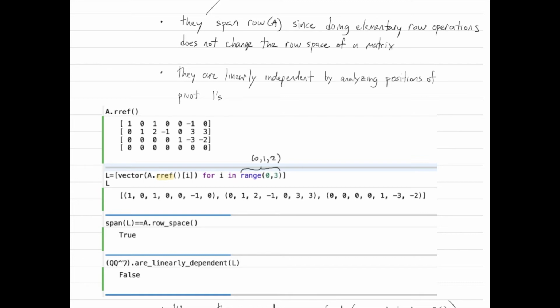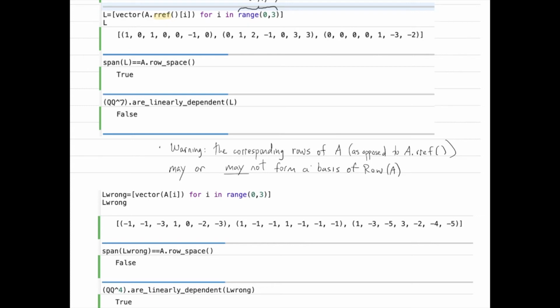So to summarize, the answer is the non-zero rows of the reduced row echelon form of A. Next, I want to highlight a common error: for the answer, we need to take the rows of the reduced row echelon form, not the rows of A. If we forget to take the rows of the reduced row echelon form, and instead, which is what I've done here, and that's why I'm calling it the list L wrong, I take the rows of A that are in the range, in this case 0, 1, 2, not including 3, then I'll get the wrong answer possibly, and in this case it is the wrong answer.